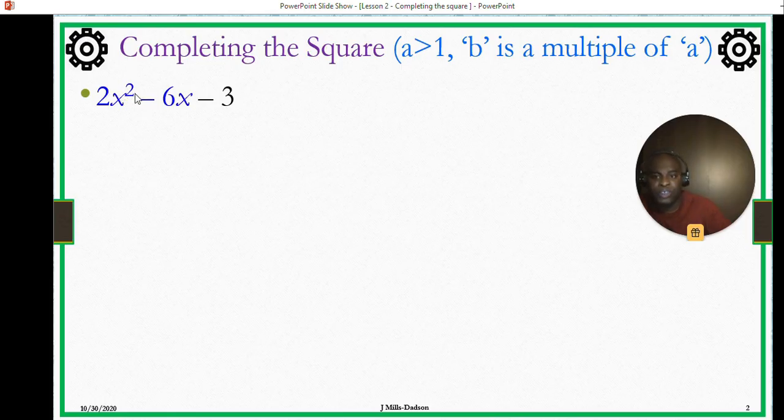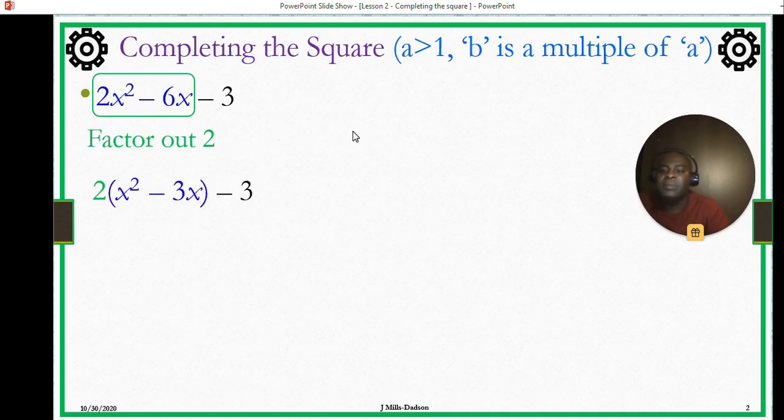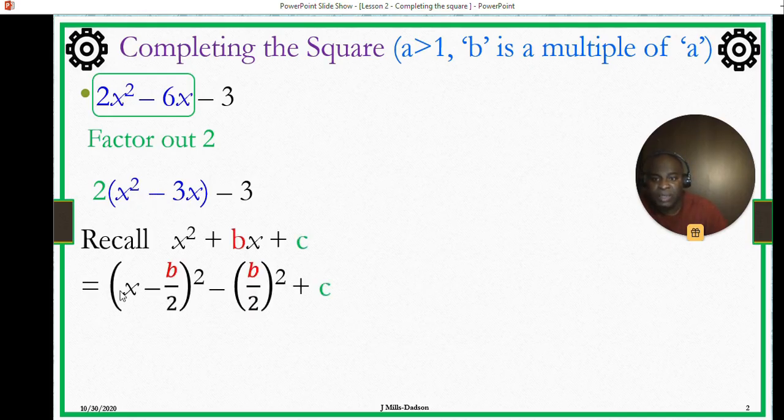So we focus on the first two terms, and we do that by factoring out the coefficient of x squared. So here we factor out 2. So we're going to now have 2 into bracket x squared minus 3x minus 3. Now we've managed to get what is in the bracket to conform to our formula for computing the square. And the formula for computing the square, if you recall, is like this: x minus b over 2 all squared minus b over 2 squared, then plus the c.